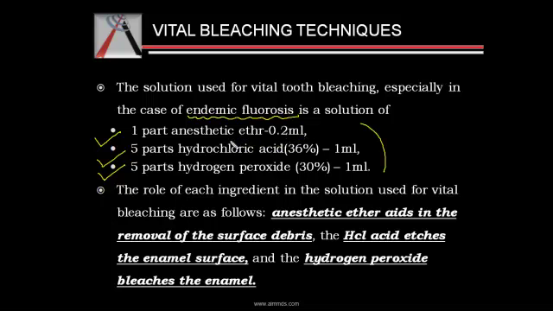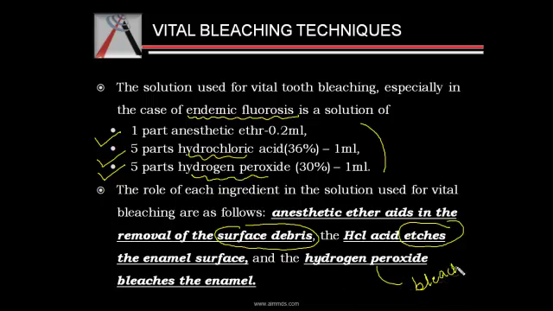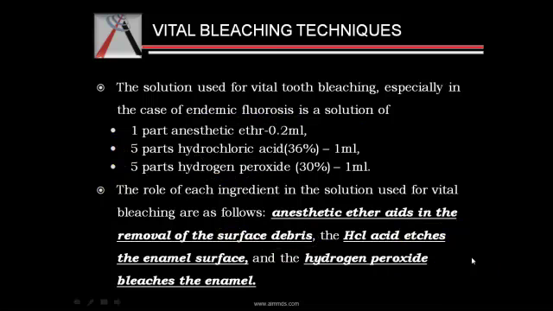So the anesthetic ether, which we used 1 part, the basic function is to remove the surface debris. After the removal of surface debris, the hydrochloric acid takes care of etching the enamel surface, and then hydrogen peroxide is the actual bleaching agent that releases the oxygen to bleach the tooth. So this is the vital bleaching technique. So this is the normal vital bleaching technique.